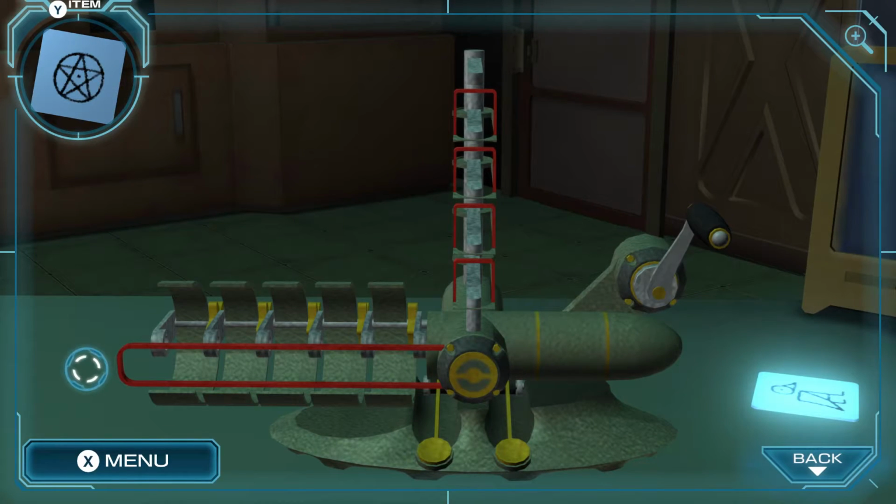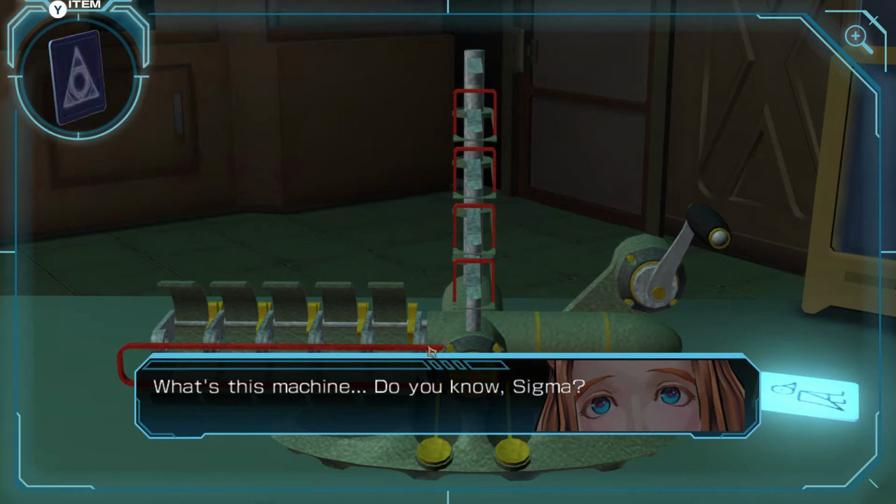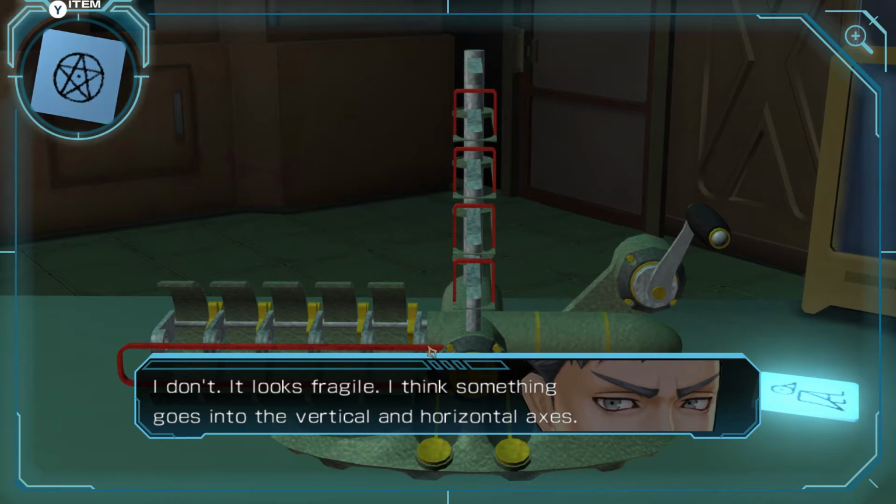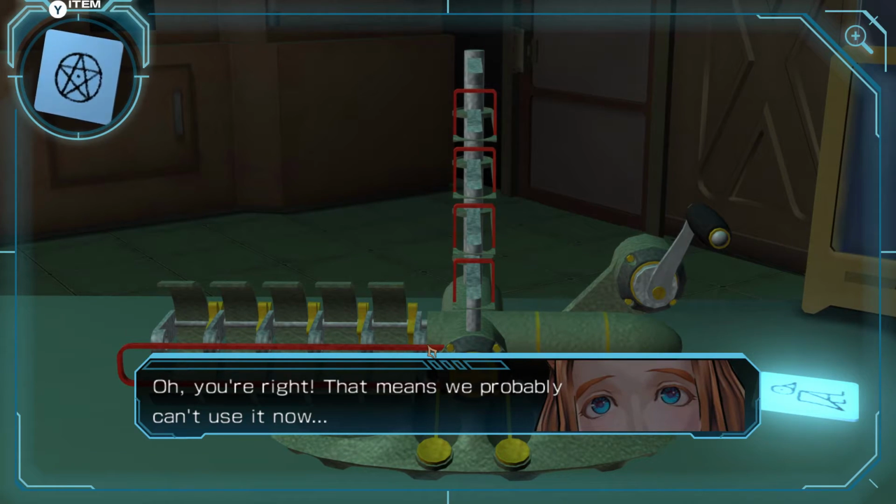The controller thing actually is bothering me, so let me just see if I can get comfortable with the keyboard. What's this machine? Do you know, Sigma? I don't. It looks fragile. I think something goes into the vertical and horizontal axes. Oh, you're right. That means we probably can't use it now.